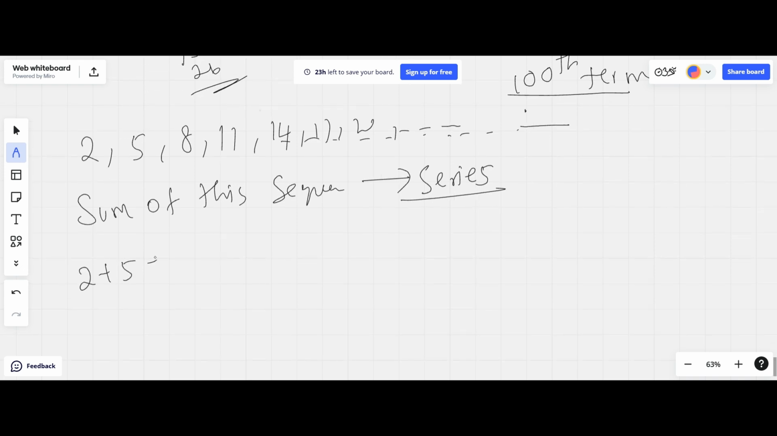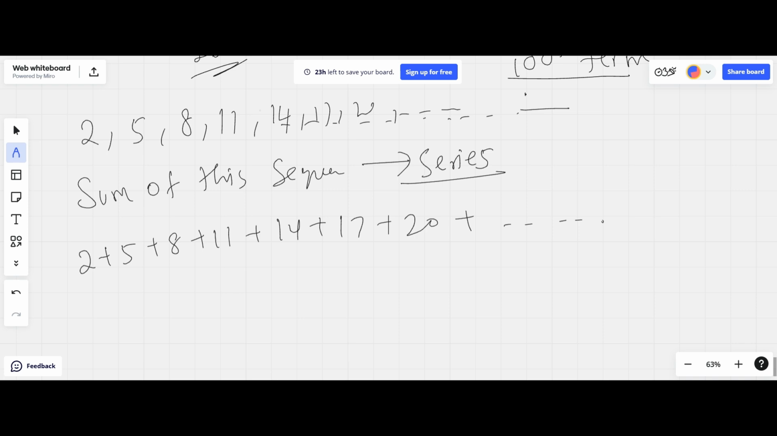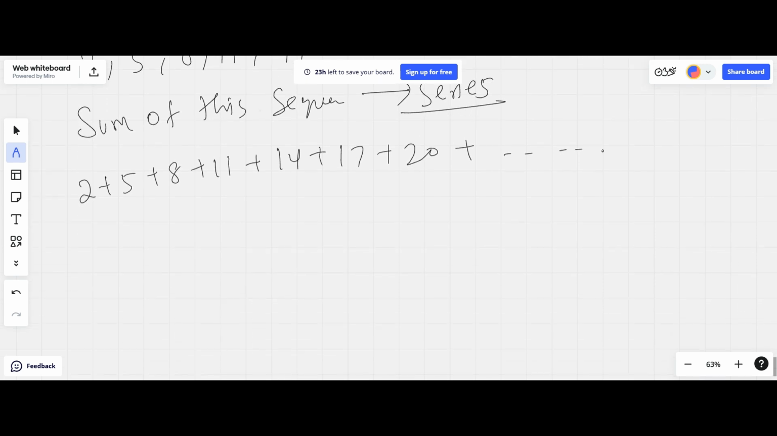2 plus 5 plus 8 plus 11 plus 14 plus 17 plus 20 plus... Likewise, you will add one by one. You just think it is very difficult, right? It is very, very difficult. We are going to add one by one, and it will take so much time. You can do this in a simple way.